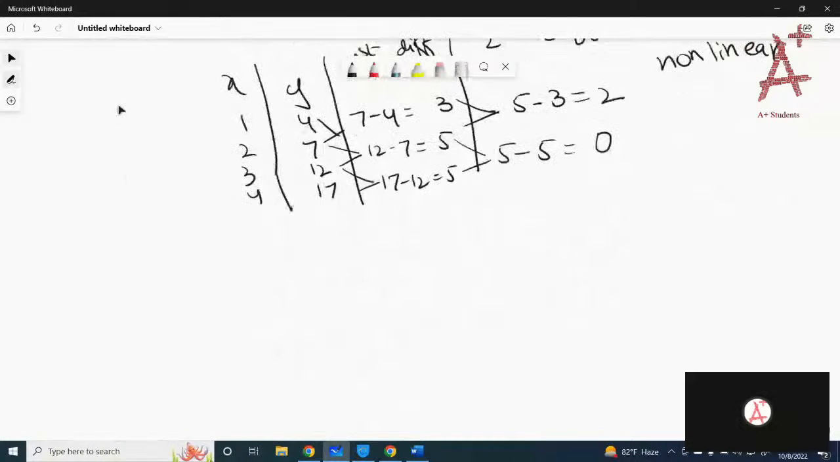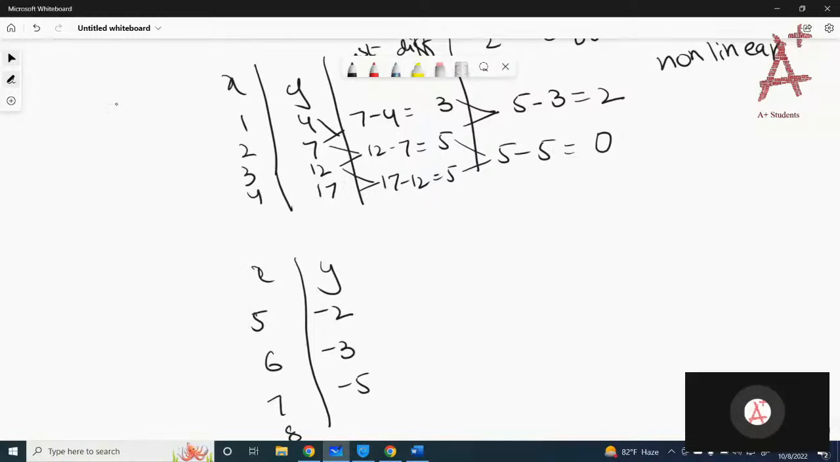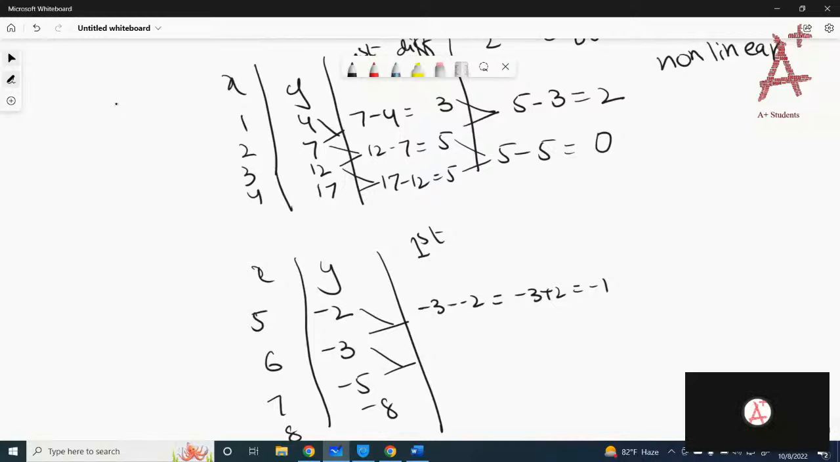The third one is x and y. The y values are negative 2, negative 3, negative 5, and negative 8. Let's calculate the first differences. Subtract these two: negative 3 minus negative 2 is negative 3 plus 2, and it is negative 1. Then negative 5 minus negative 3 is negative 5 plus 3.